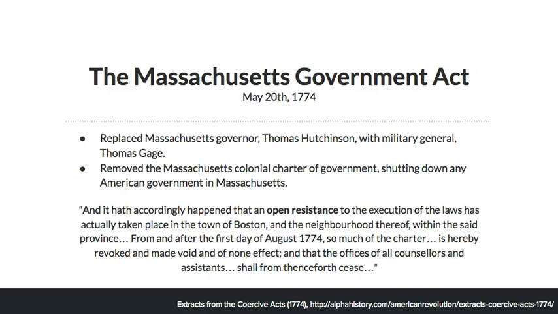All the other colonies are still British, however, they're living by their own legislatures, they have their own charters of government. So in this case, Massachusetts has lost all that and now has to do exactly what the British want.